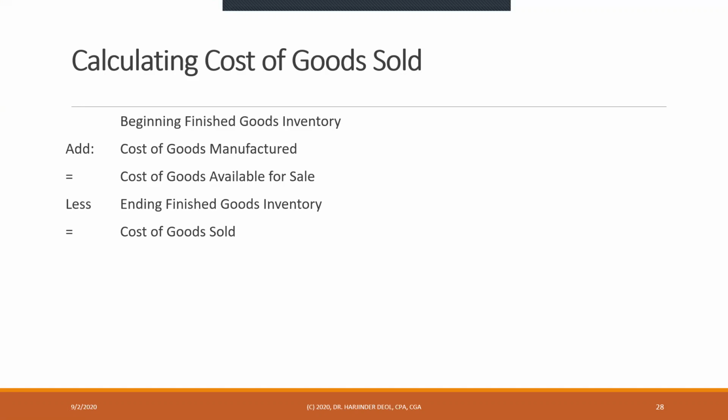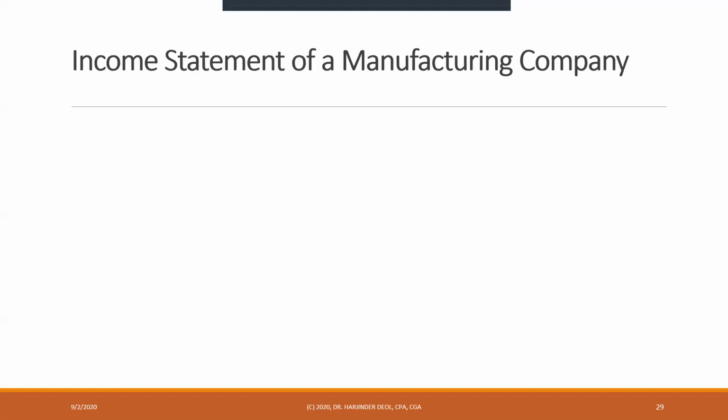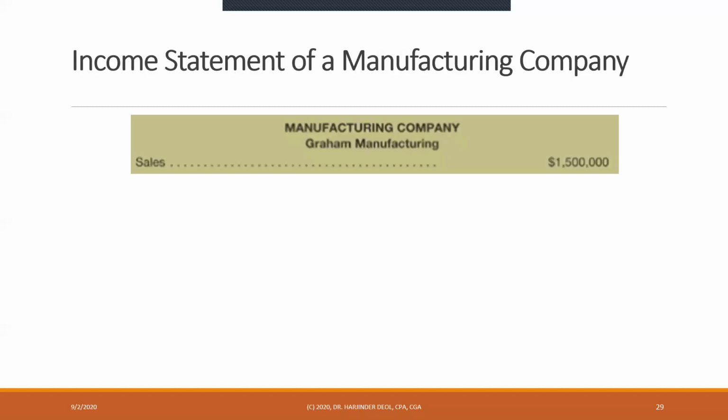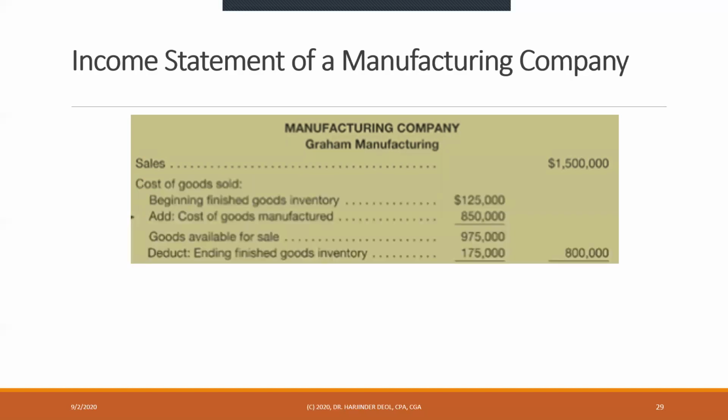Here's an application example. So before that, we would be looking at the income statement for a manufacturing company. So for a manufacturing company, you will begin with sales revenue. And that's basically the number of units sold multiplied by the unit selling price. Sales minus cost of goods sold. So the next item after sales is cost of goods sold.